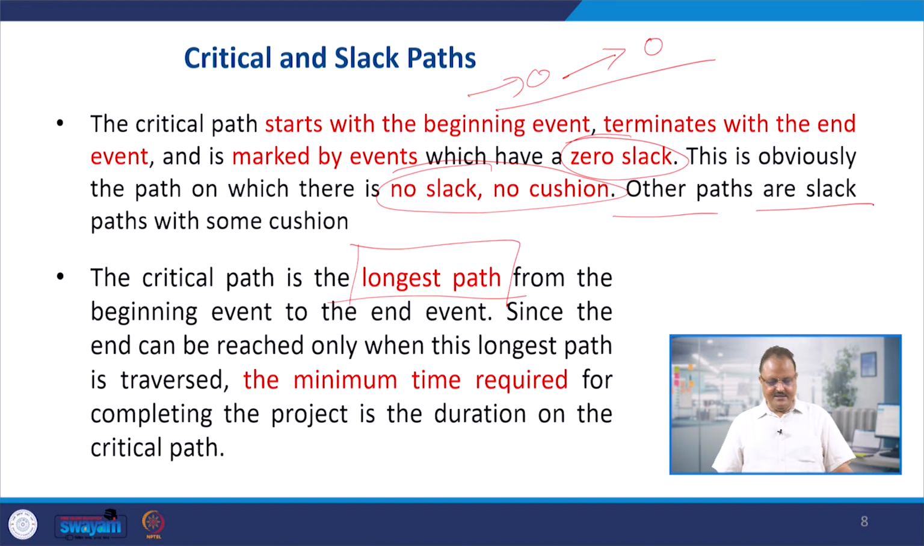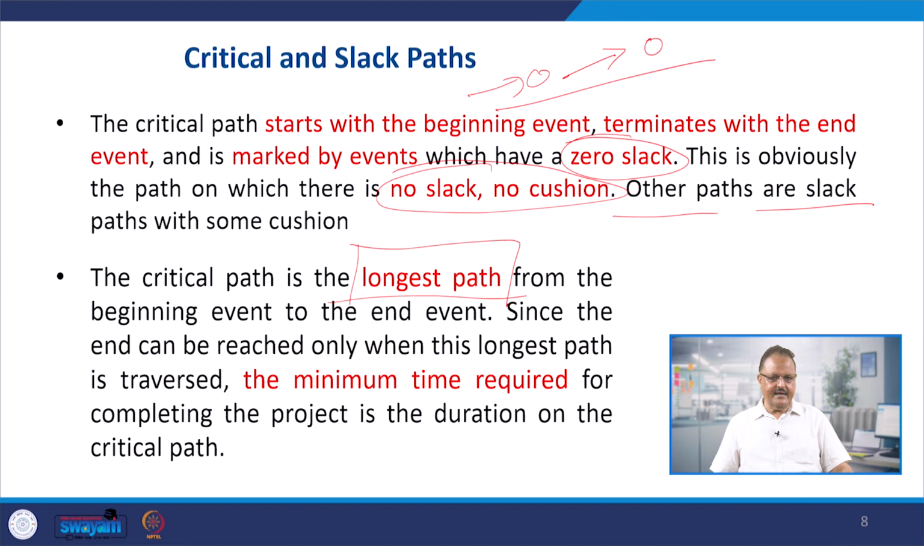So critical path is the longest path from the beginning event to the end event, since the end event can be reached only when this longest path is traversed. Since the end event can be reached only when this longest path is traversed, the minimum time required for completing the project is the duration on the critical path, right?